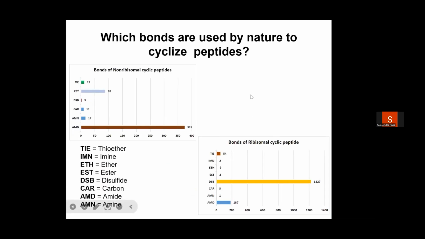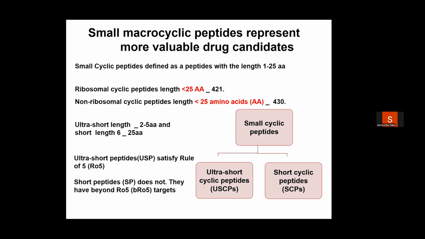It's interesting what kind of bonds nature uses for cycle formation of peptides. As we see here, for non-ribosomal cyclic peptides, amide bonds and ester bonds appear more, and in ribosomal cyclic peptides, amide bonds and disulfide bonds appear in most cases. For our evaluation, small cyclic peptides represent more valuable drug candidates.